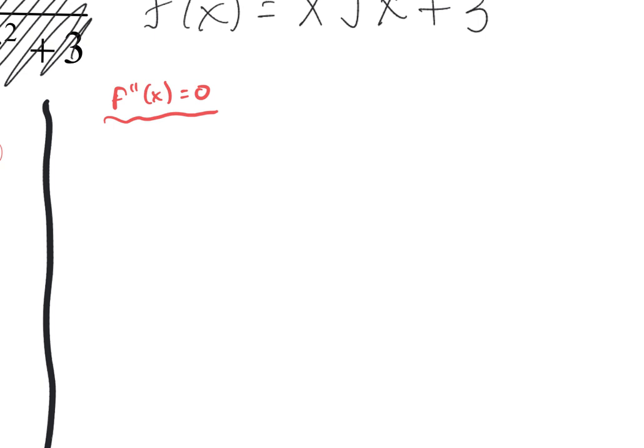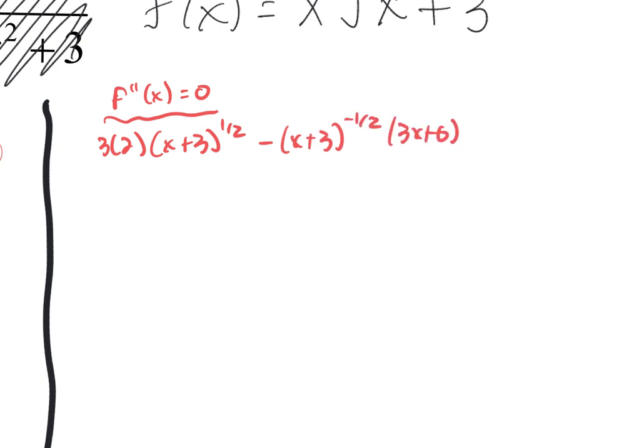Back up, don't get too far ahead of myself here. 3 times 2 times (x plus 3) to the 1/2 minus (x plus 3) to the negative 1/2 times (3x plus 6), and then just that part. Again, we're going to set that equal to 0. Well, 3 times 2 here is 6. And then over here on the right, we end up with 3x plus 6 on the top, and this (x plus 3) to the 1/2 comes down here to the bottom.